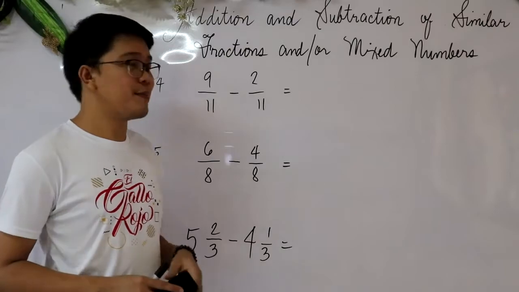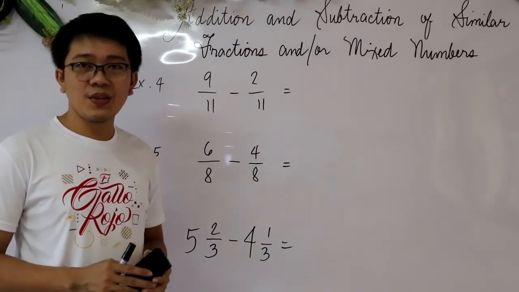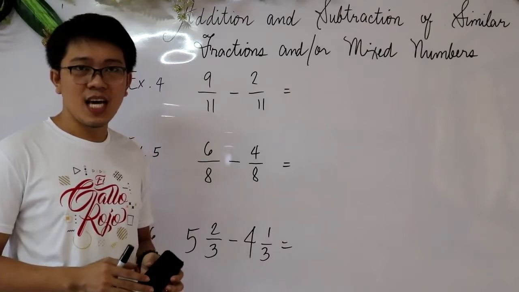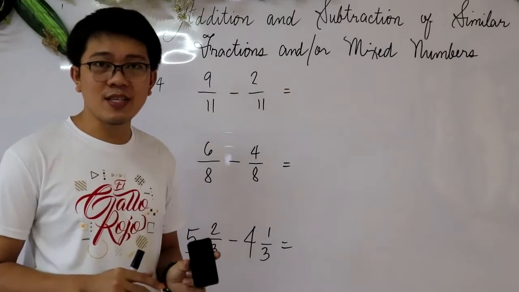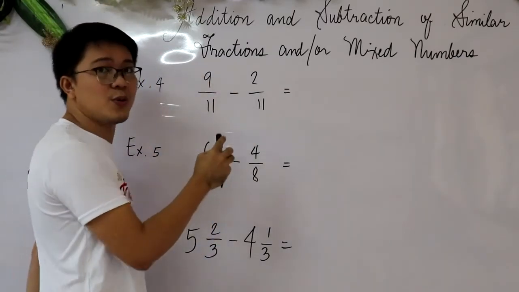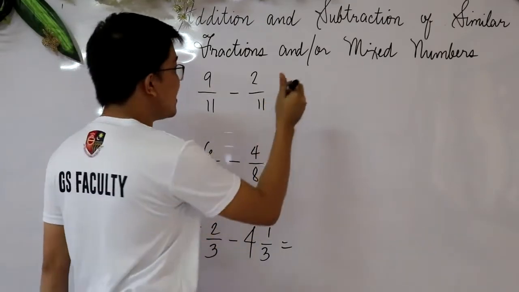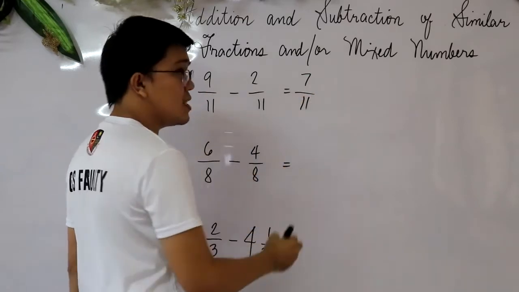Example number 4. 9/11 minus 2/11. What do you think is the difference of these two fractions? Now the same rule with the addition. We only subtract the numerators and copy the common denominators. What is 9 minus 2? Definitely it's 7. And copy the common denominator, which is 11.